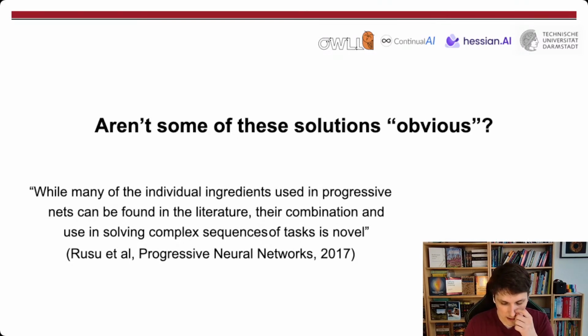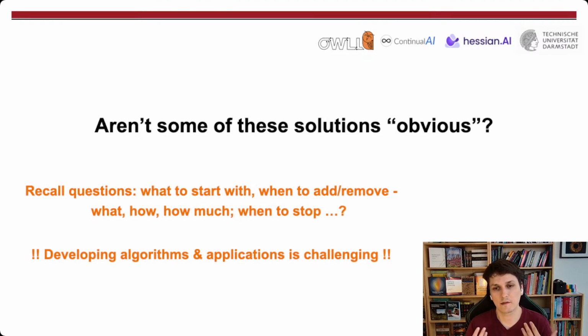Because maybe it's not the right question here. There's also a question which is illustrated in this quote, that while many of the individual ingredients used in progressiveness can be found in the literature, their combination and use in solving complex sequences of tasks is novel. So it's always a question, I think, of things can be very intuitive in retrospect, but unless someone has done and shown it to you, has it really been that obvious? So I just want to put this out because I think when you're listening to this presentation, maybe you're partially not very surprised. Maybe you are, I don't know, but I just want to put this out there as a small reminder, as a small interlude.